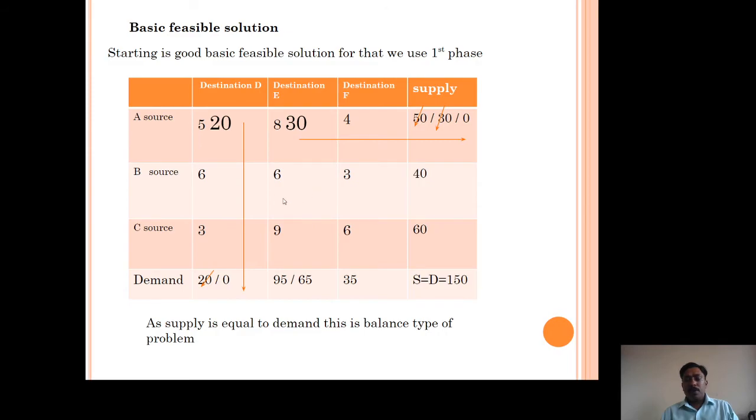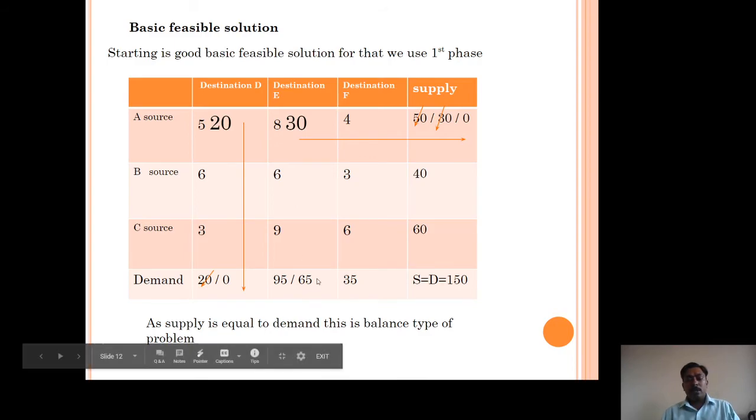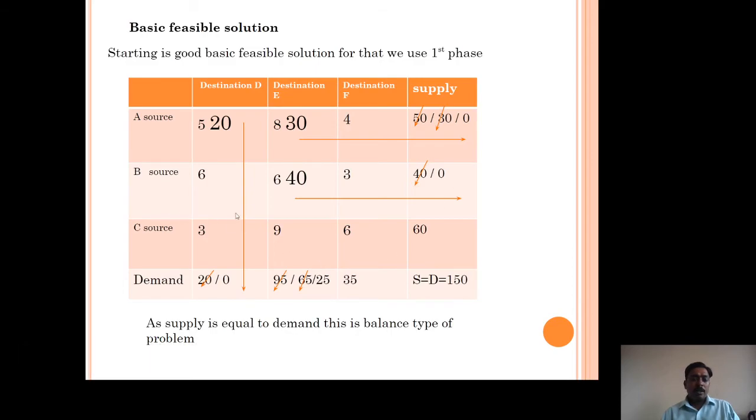So allocate 40 here. Again, the source will finish because all the quantity available at source B will be vanished once you allocate 40 quantity here, and the remaining quantity you can write down like this. So the remaining will be 20 here. So draw a horizontal line at this row, and this indicates that there is no quantity available for the source B.